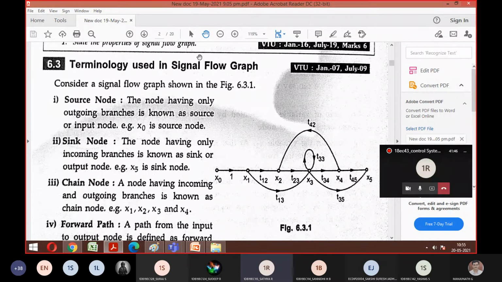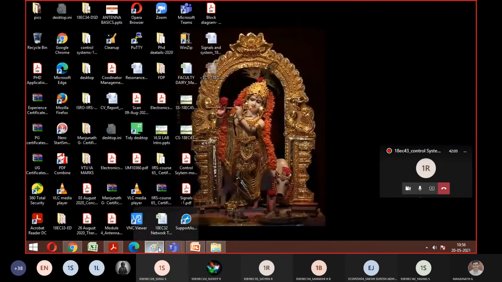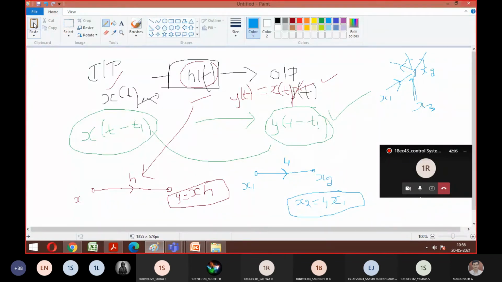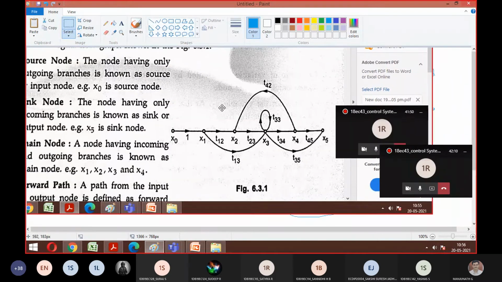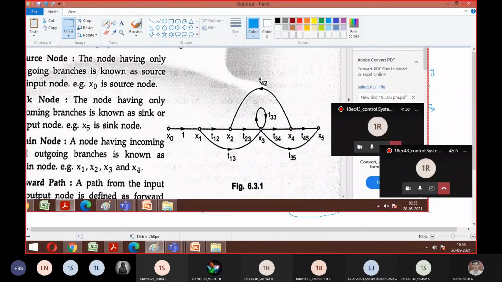Fine. So now the next concept is the forward path, which you already learned in your block diagram. So the statement is the same, right? The path from input to output node is called the forward path. So let me ask you with this diagram, how many forward paths you have? Can anyone tell me how many forward paths you have by seeing this diagram? From input to output, how many forward paths? Only 2. So I got one answer as 2. Any other answer?